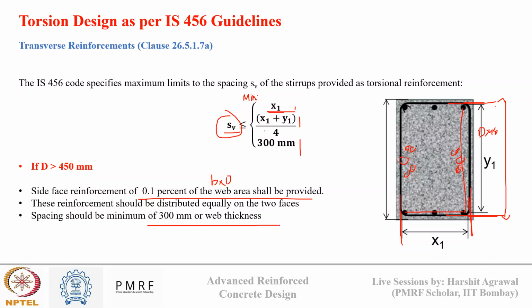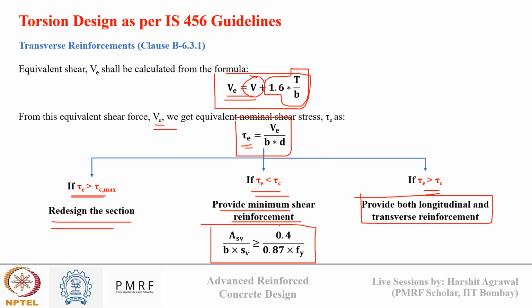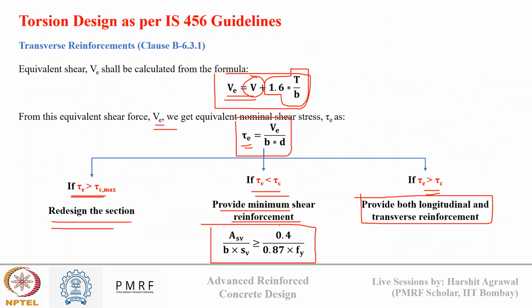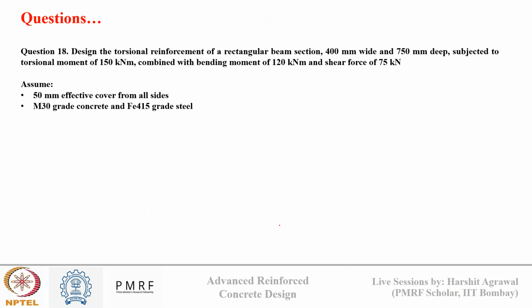Okay, so these are the clauses given by the IS code for torsional design. First we saw how torsion is taken into account for longitudinal reinforcement. Then we saw how torsion is taken into account for transverse reinforcement, and when we need to provide side face reinforcement. So just to understand the application of these formulas and this theory, let's solve a numerical. I will pause for a minute and let you think how we will start with this numerical, and then we'll discuss.